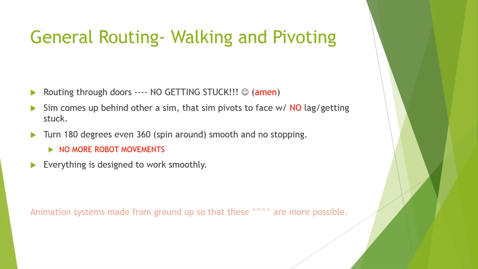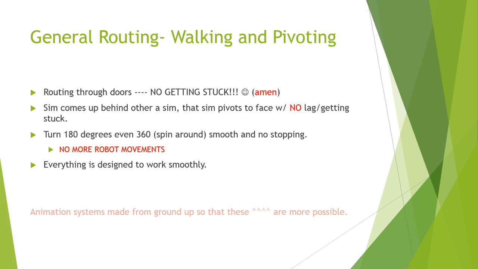Also, Sims can come up behind other Sims. If one Sim comes up behind another Sim, that Sim can pivot, turn 180 degrees with no lag and no getting stuck. You know how, if a Sim was facing towards the wall and you wanted them to go directly behind them, a 180 degree spin to go out the door, you had to click and all that, and then they would turn 90 degrees, stop, put their hands down, turn 90 degrees, stop, put their hands down, and then start walking.